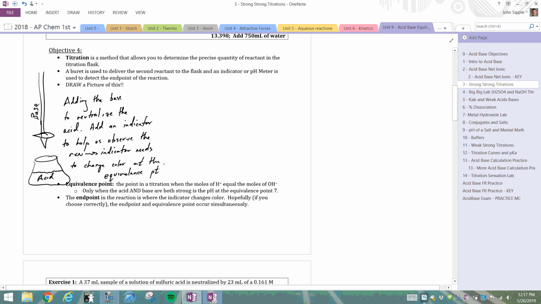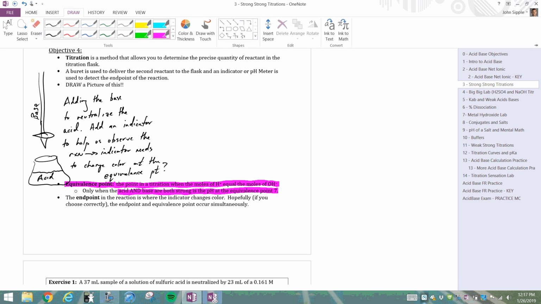You're probably like, well, what's the equivalence point? Well, right here is the equivalence point. I'm going to make it in this nice purpley color because we'll use phenolphthalein a lot of times. Remember, phenolphthalein got that pinky color. And it's the point in the titration when the moles of the acid, the H plus, equal the moles of OH. So when we're adding a strong acid and base together, the pH at the equivalence point will be 7.